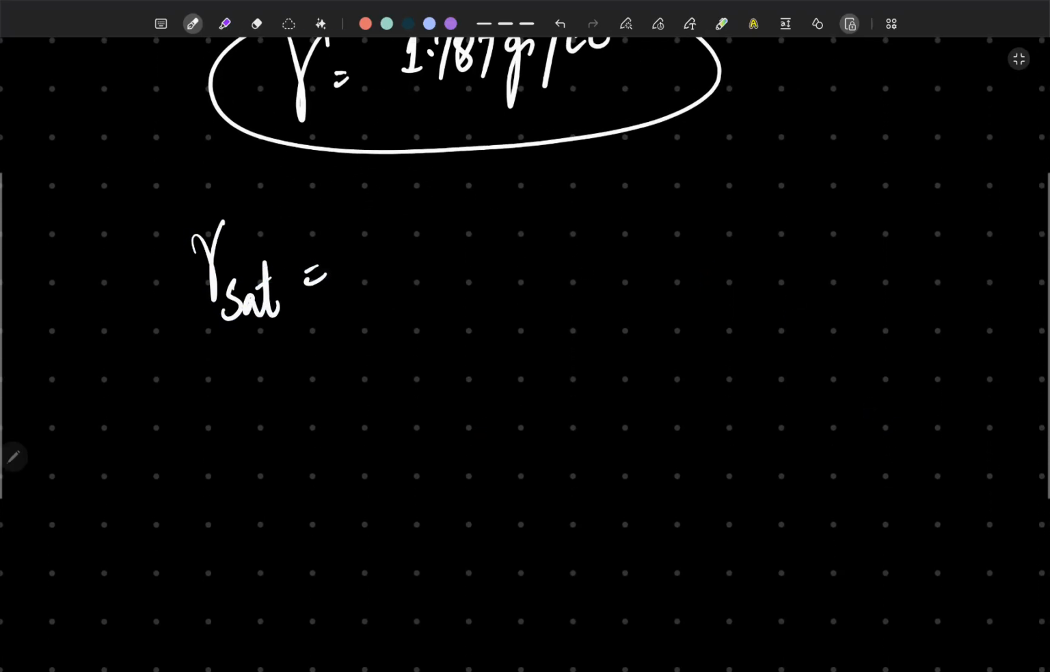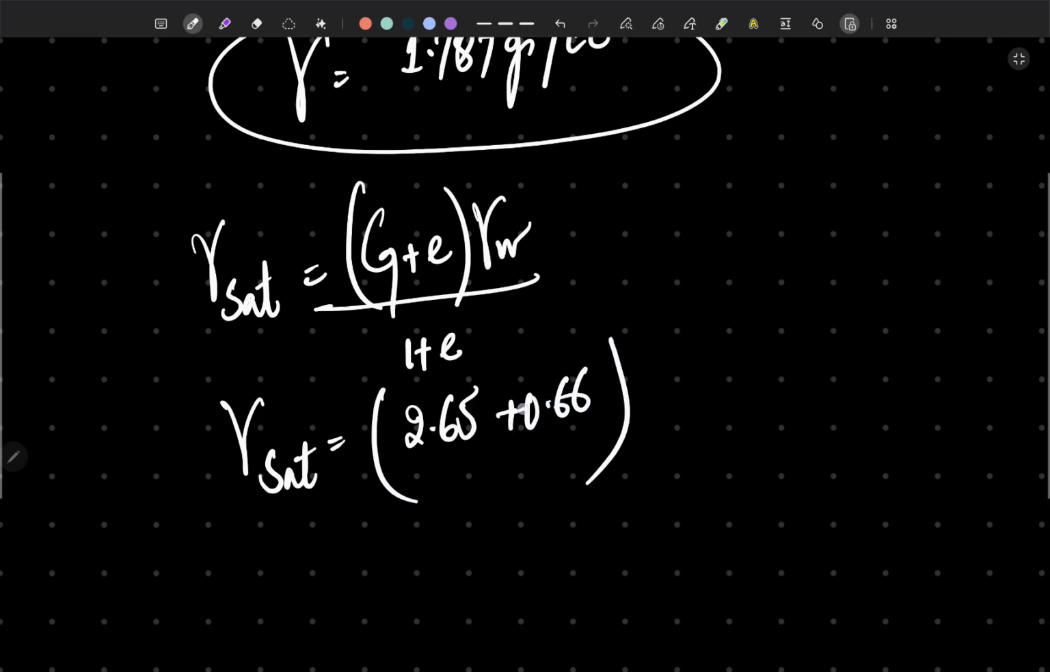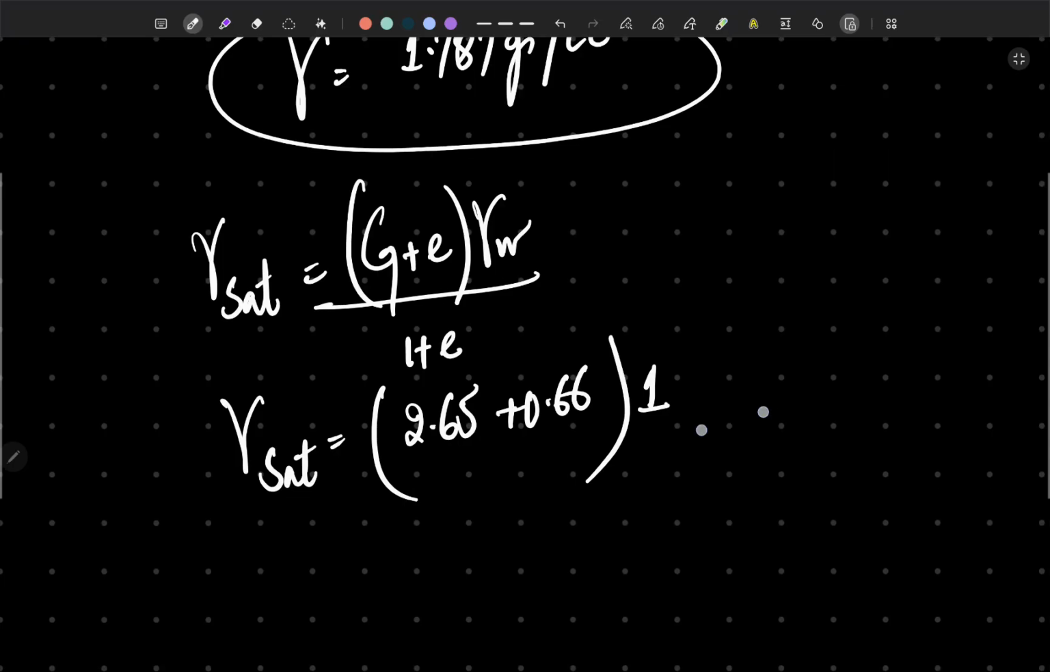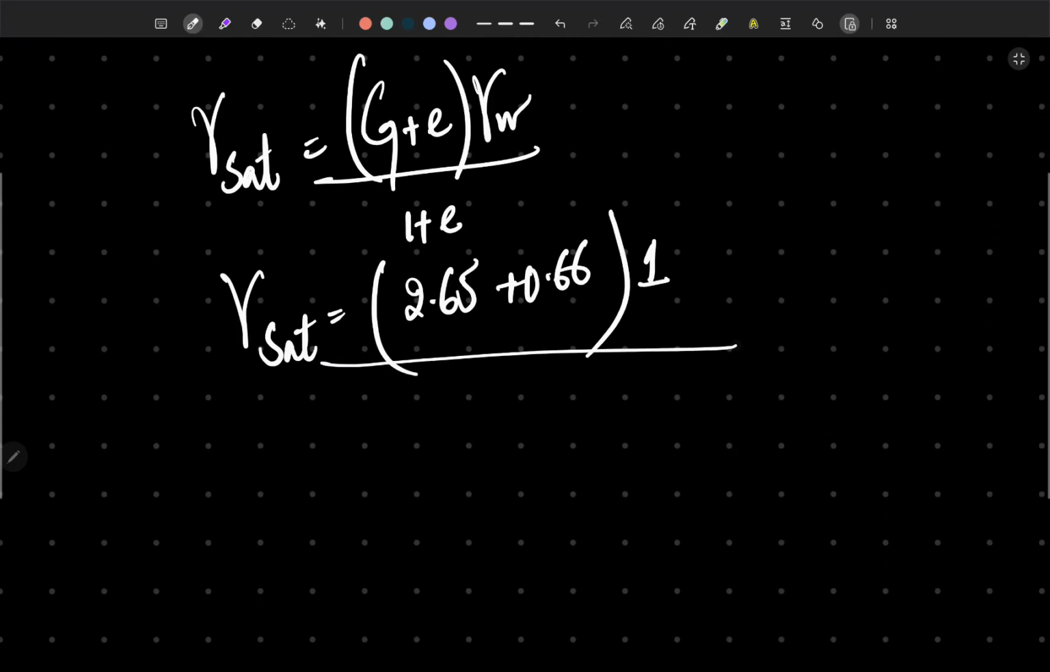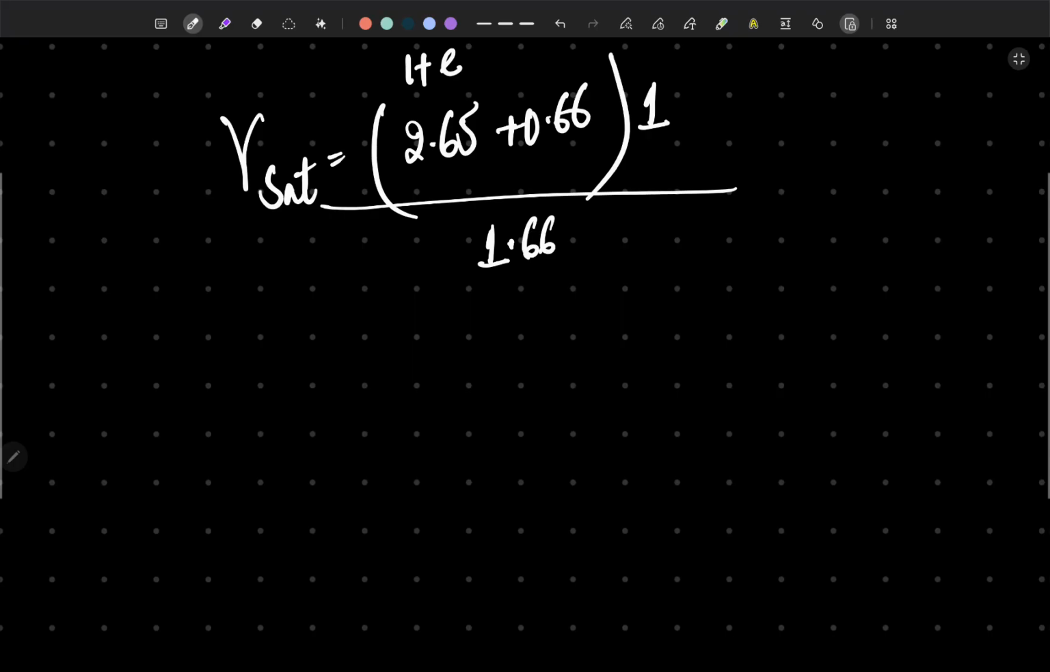Saturated unit weight as given by the generalized equation is G plus e times density of water divided by 1 plus e. So for saturated unit weight, G we have to use 2.65. Void ratio, I calculated 0.66. Density of the water is 1, divided by 1 plus e, e was 0.66. All right, so the saturated unit weight is, by calculations, 1.99 grams per cc.